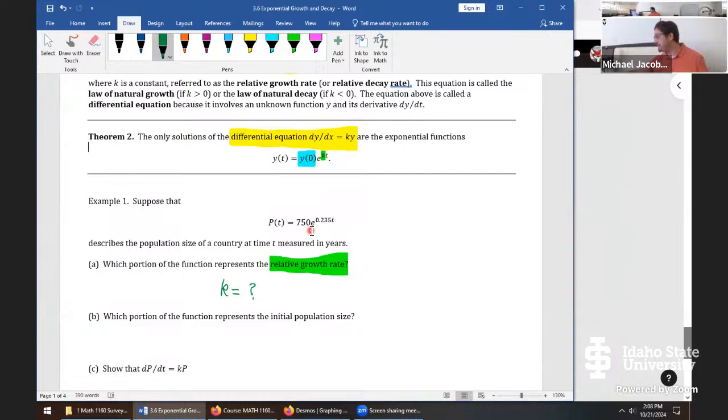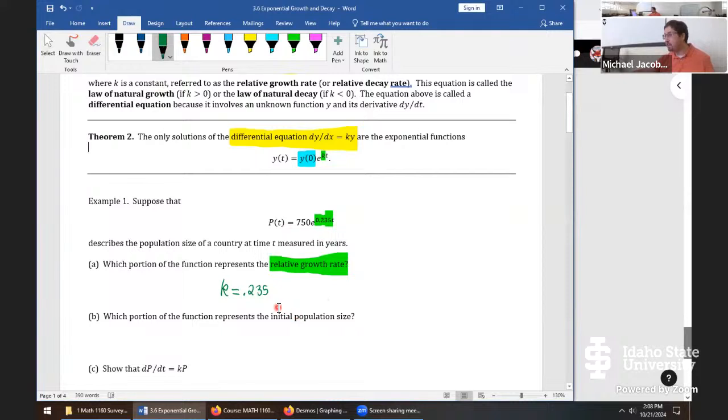Oh, looks like the chat has pretty much a tie. Both Dana and Emily say 0.235, good call. So the trick to this is if they just give you the model straight out like this one, the relative growth rate is going to be the value that's multiplying t right here in the exponent. So it takes on this value right here, 0.235. There's the eraser. So 0.235 goes here.